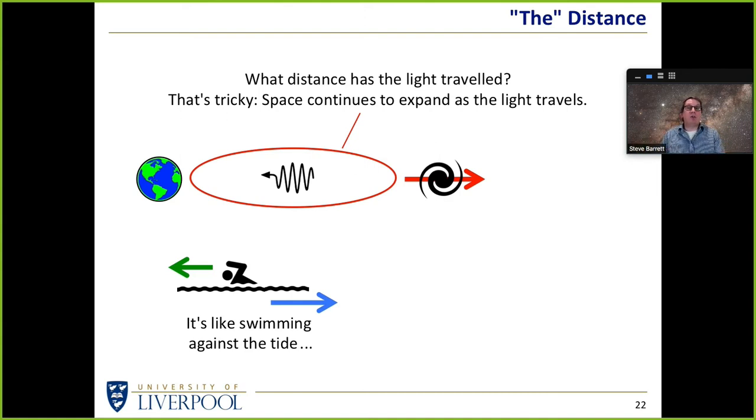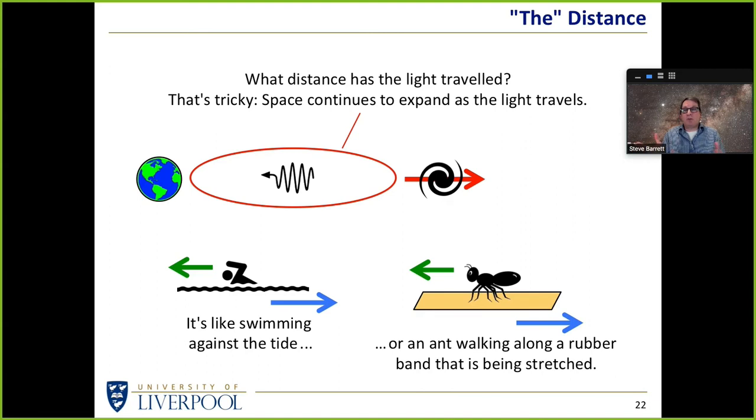Another analogy you can use when you're thinking about the light travelling through space from the galaxy to Earth is to imagine an ant walking along a rubber band. If the rubber band is static, then you just measure the speed of the ant and you can work out how long it will take the ant to get from A to B. But if the ant is moving along a rubber band and while it is moving you are stretching the rubber band, then it's altogether more difficult to work out how long it takes the ant to get from there to there.